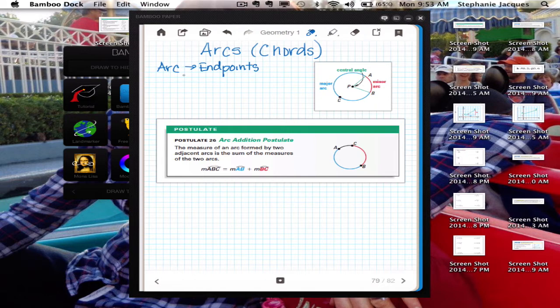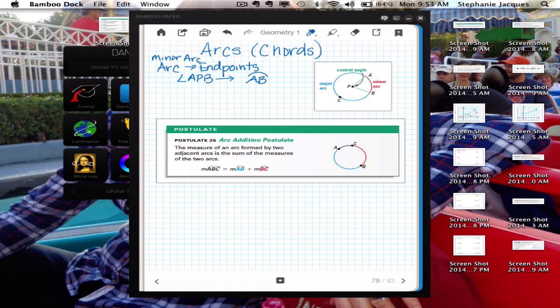But for example, for angle APB, if you want to find the arc or label it, all you have to do is do A and a B and a little arc over it. So that just means the arc AB. And this means the angle, the central angle, APB. And that's just a minor arc.